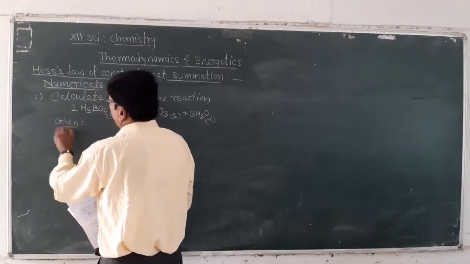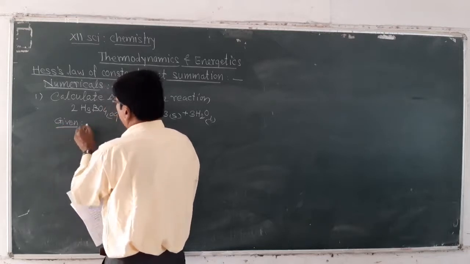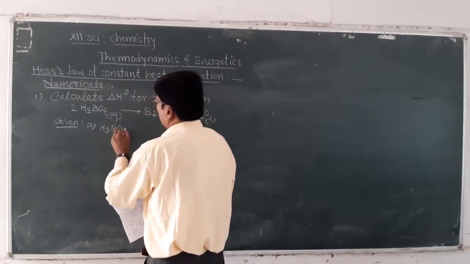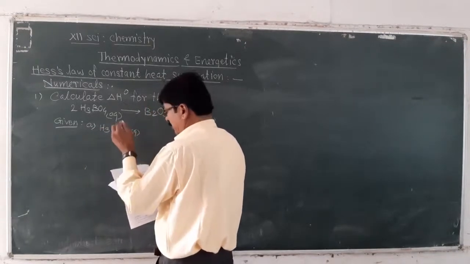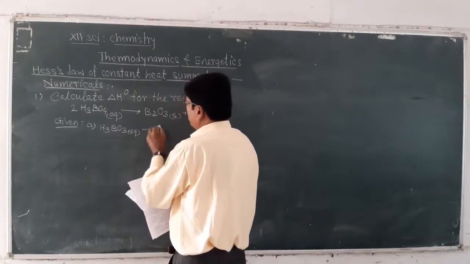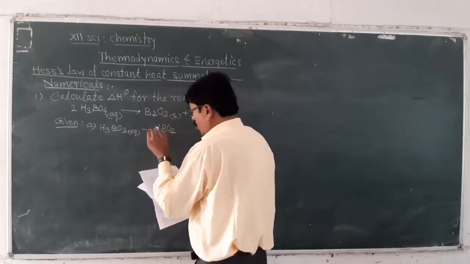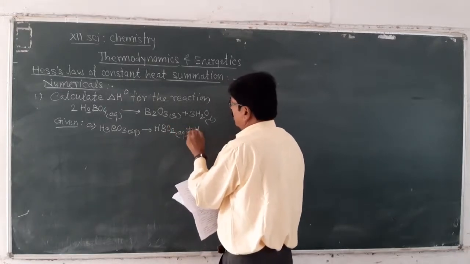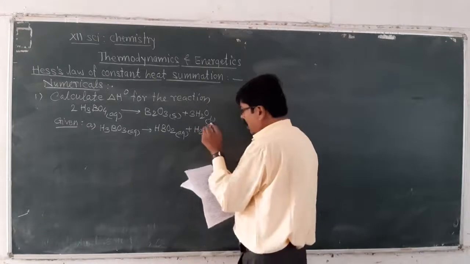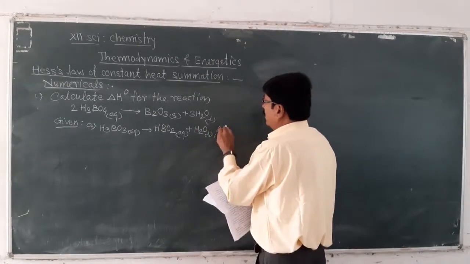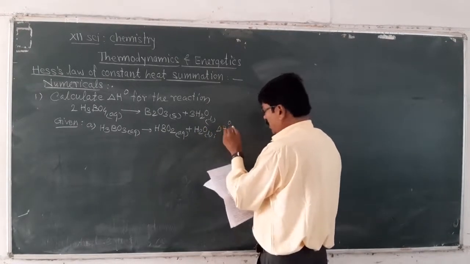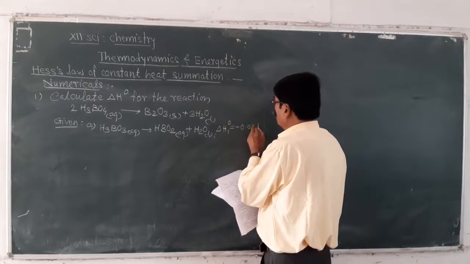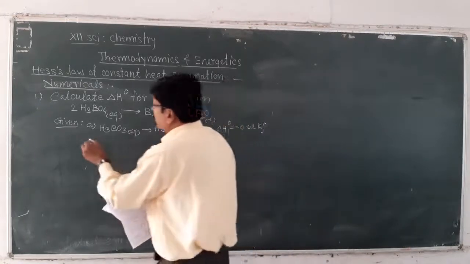some equations are given. First, H3BO3 aqueous gives HBO2 aqueous plus H2O liquid, and enthalpy change of this reaction, delta H1 naught, is given as minus 0.02 kilojoule.